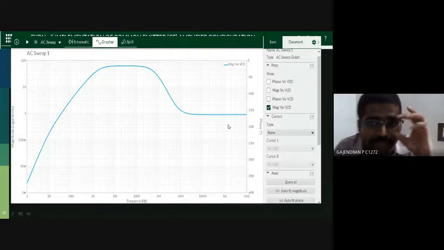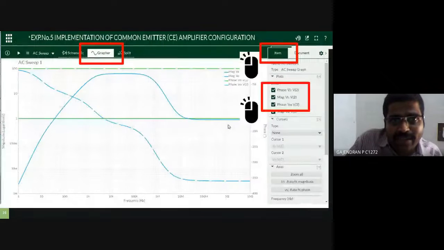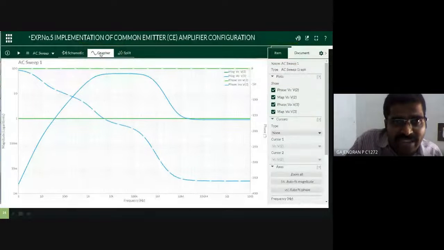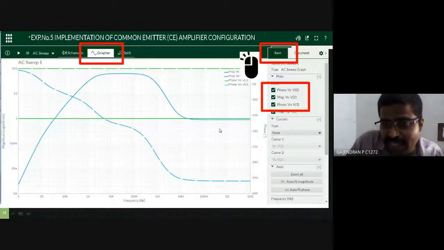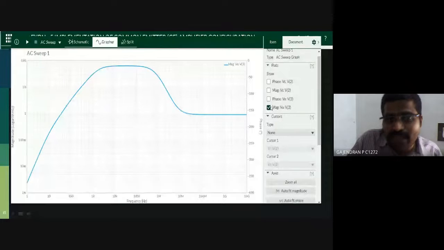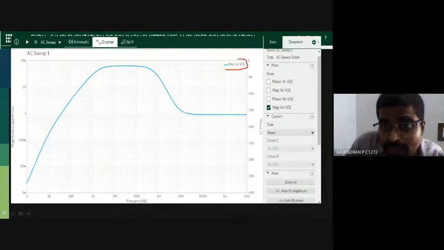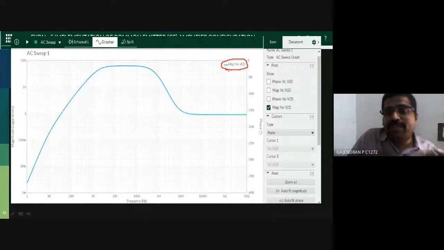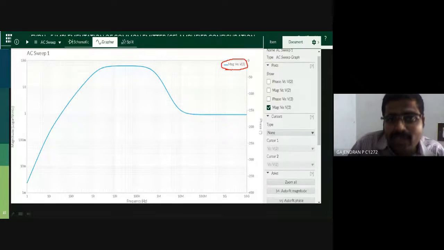Is it clear to everyone? I repeat the steps once again. Go to the grapher menu, then click the item, and you will get these menus. In that, uncheck these three unwanted things and ensure you have selected this one. Thereby you will get only the output magnitude. Can you see? Previously there were three. Now it is only one.